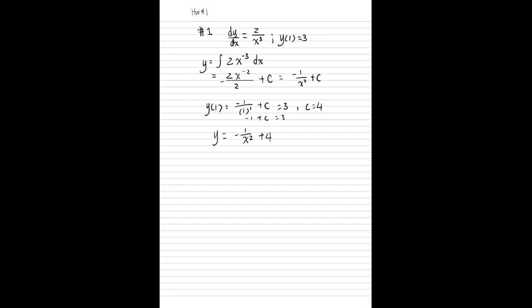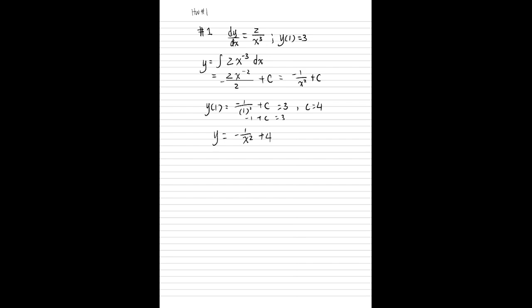Okay, so that's David. Junyi, question 1. All right. So, Professor, can you hear me? Yeah. Okay, so I'm presenting question 1, which is given dy over dx equal to 2 over x cubed, and given y of 1 equal to 3.